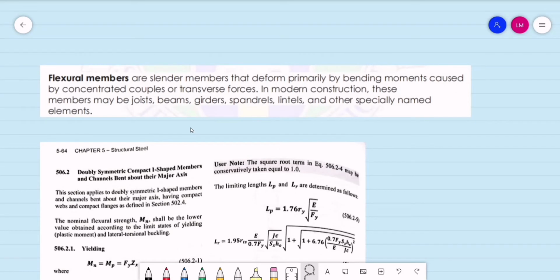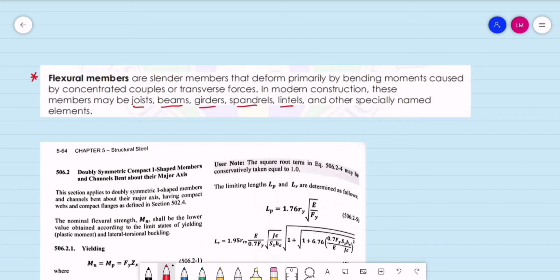Good day. So this is the introduction for the design and analysis of structural steel members, which are flexural members. Flexural members are slender members that deform primarily by bending moments caused by concentrated couples or transverse forces. In modern construction, these members may be joists, beams, girders, spandrels, lintels, and other specially named elements.